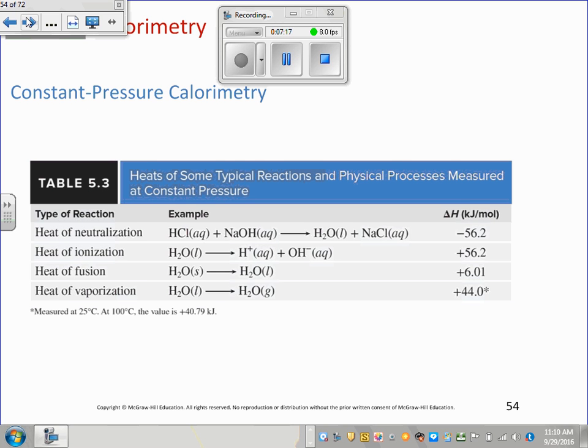So here are some heats of reactions. Some common reactions. If we neutralize an acid and a base, top one, we get water and a salt, and it gives off heat. That's an exothermic reaction. If you ionize water, you have to add heat.